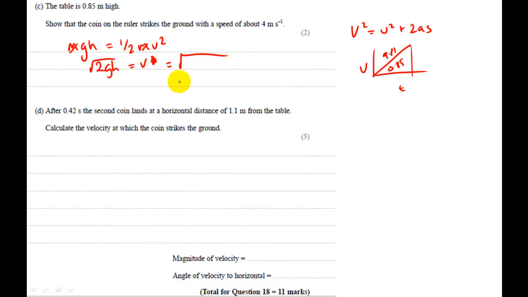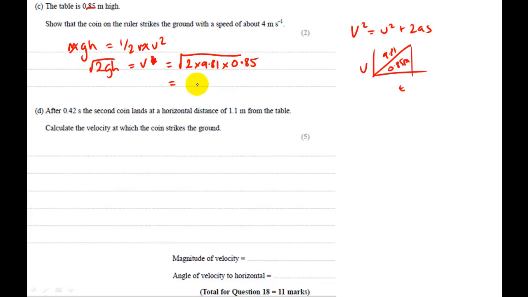Substituting the numbers into this gives us 2 times 9.81 multiplied by the height, which was 0.85. Okay, as I said here, the height, the area under this little section of the graph would be 0.85 as well. So 0.85.